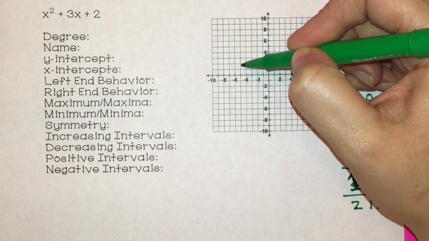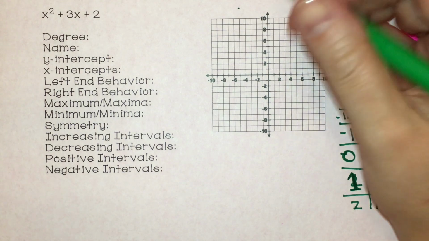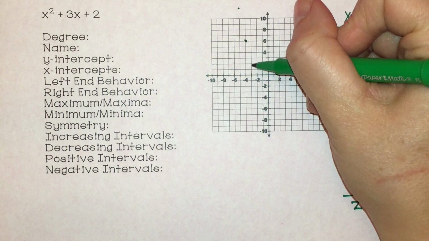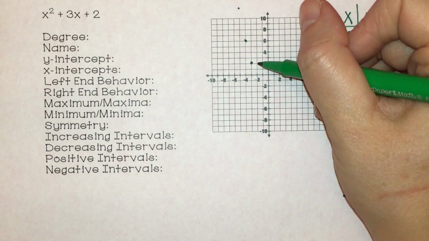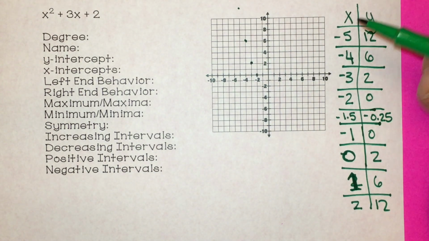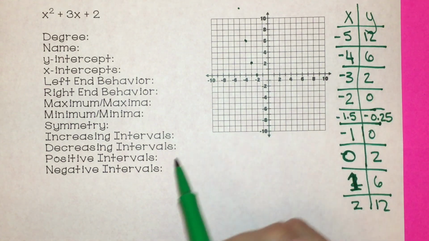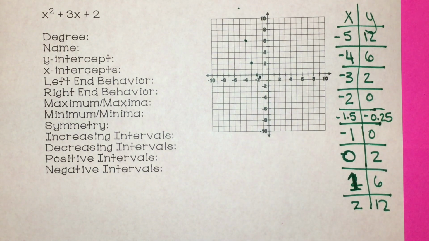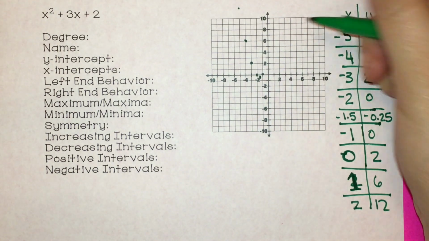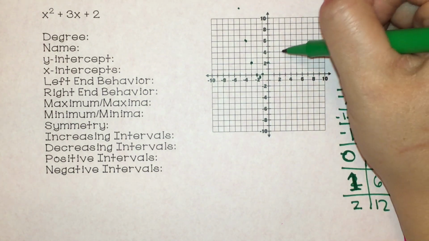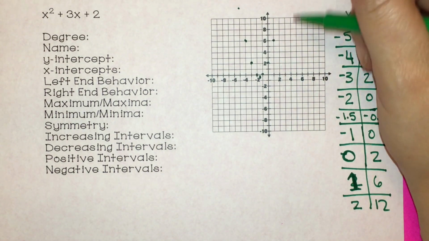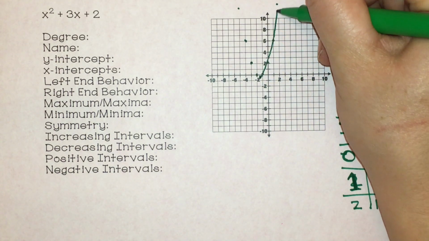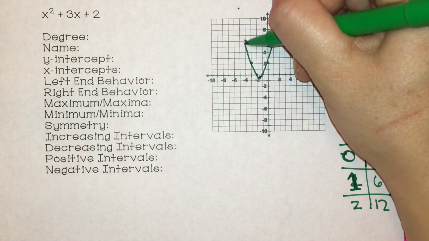Okay, and then I'm going to graph these. X is negative 5, y is 12, which is off my graph. When x is negative 4, y is 6. When x is negative 3, y is 2. When x is negative 2, y is 0. When x is negative 1.5, y is negative 0.25, so about there. When x is negative 1, y is 0. When x is 0, y is 2. When x is 1, y is 6. When x is 2, y is 12. Okay, so this is what my graph looks like.